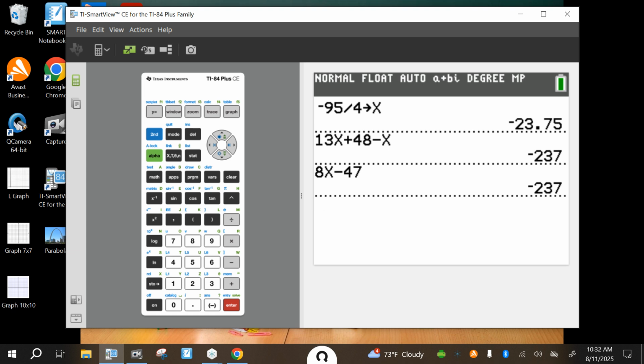Okay, so the store feature is a great way to double check and make sure that you have the right answer. And when you're taking a test or quiz, it's great to use, to store those in if you have time, so that way you can check your work.